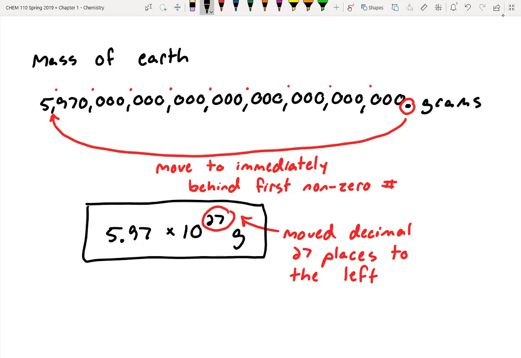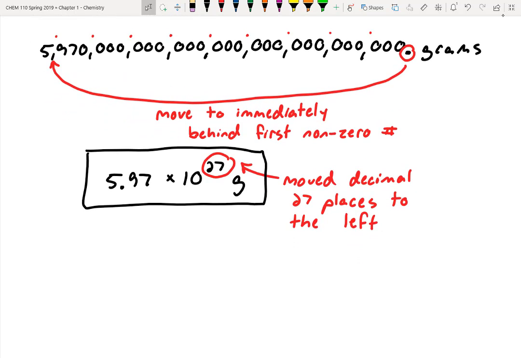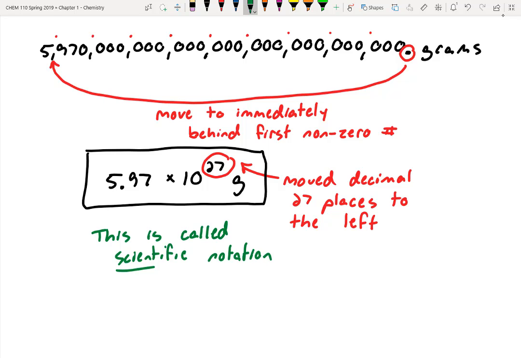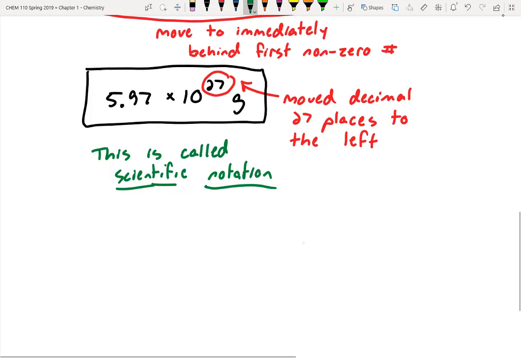How many of you have seen scientific notation before? So most people have? Okay, that's good. And we'll be using scientific notation a lot. It just makes it a lot easier not having to write out all of those zeros. All right, we'll do one more.